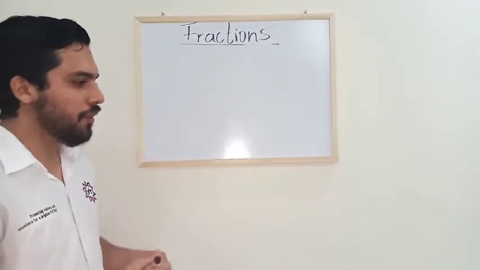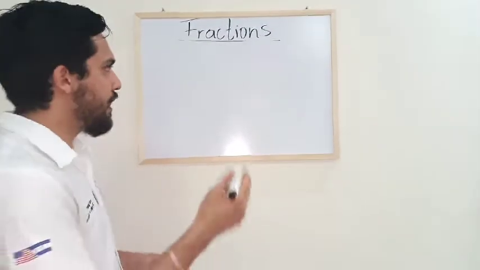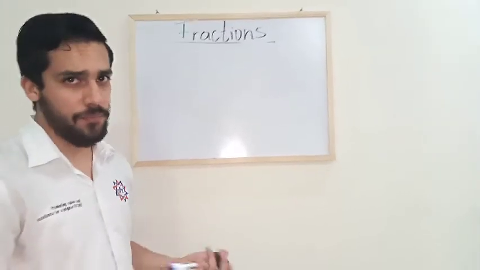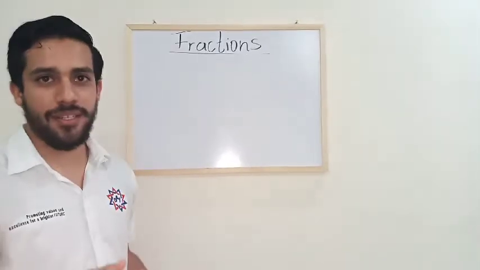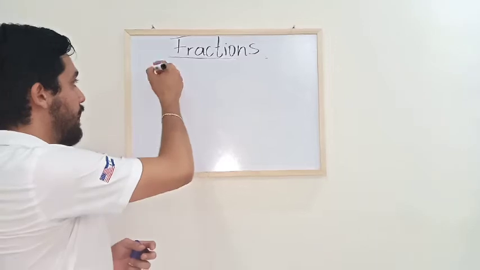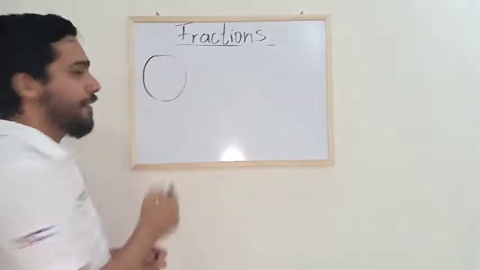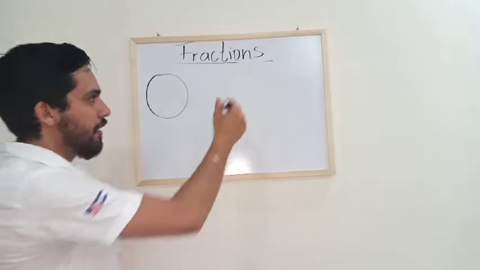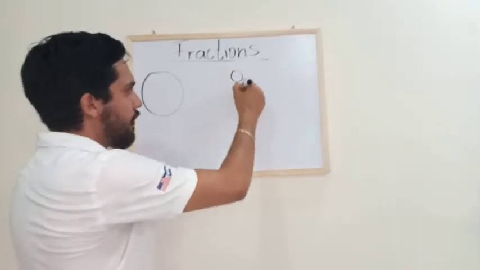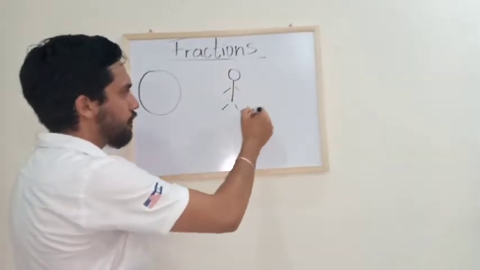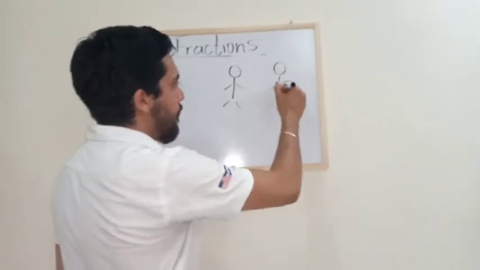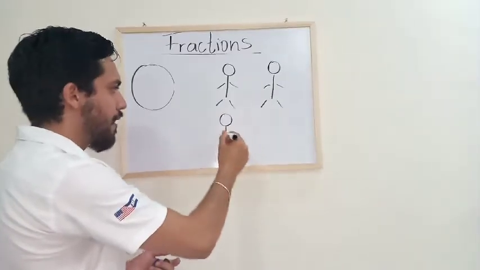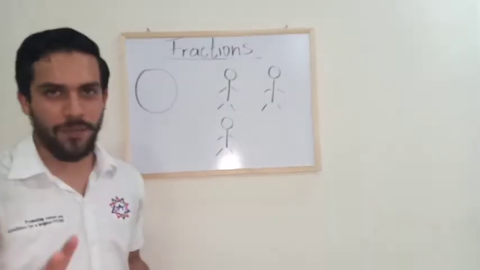So, imagine that one day a person had a party in his house. Okay? So, this person bought a pizza. Alright? This is the pizza that the person bought. And only three people were invited. Okay? It was a small party, and only three people were invited.